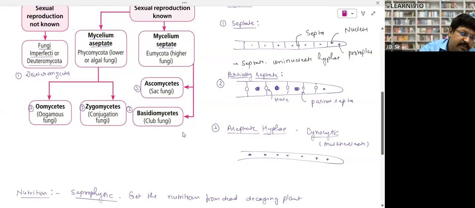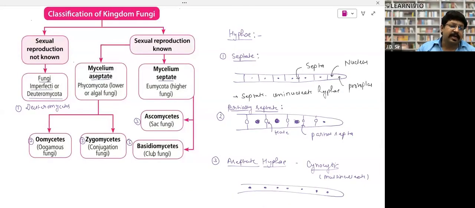So mycelium is septate, and mycelium is aseptate. Those fungi where mycelium is aseptate are called lower fungi or algal fungi. So you have to keep in mind, algal fungi where mycelium is aseptate have been grouped into two classes, Oomycetes and Zygomycetes.